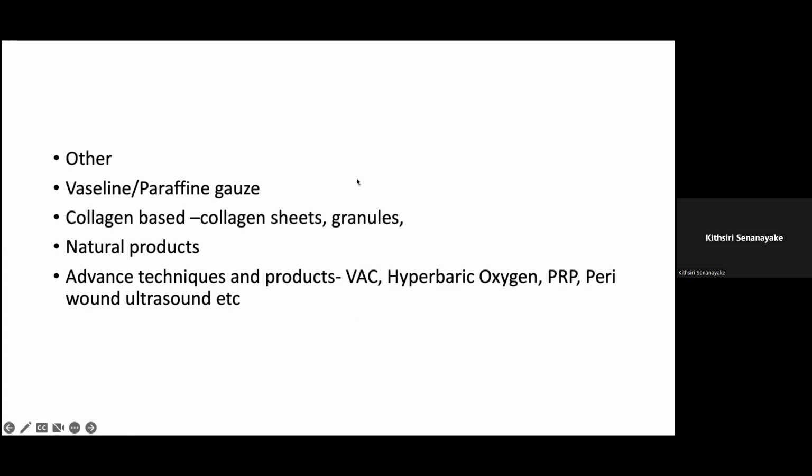Vac dressing. I think Tusita has discussed the vac dressings. Hyperbaric oxygen, PRP, which is platelet-rich plasma, blood products we can use sometimes for wounds. And also peri-wound ultrasound or extracorporeal shockwave lithotripsy can be used to enhance wound healing. We have used peri-wound therapeutic ultrasound in Anuradhapura. We have this therapeutic ultrasound machine available in the physiotherapy department, so sometimes we use that facility as well.